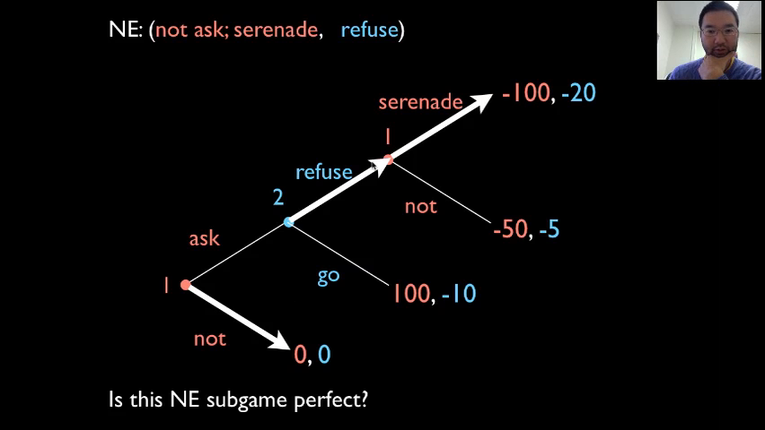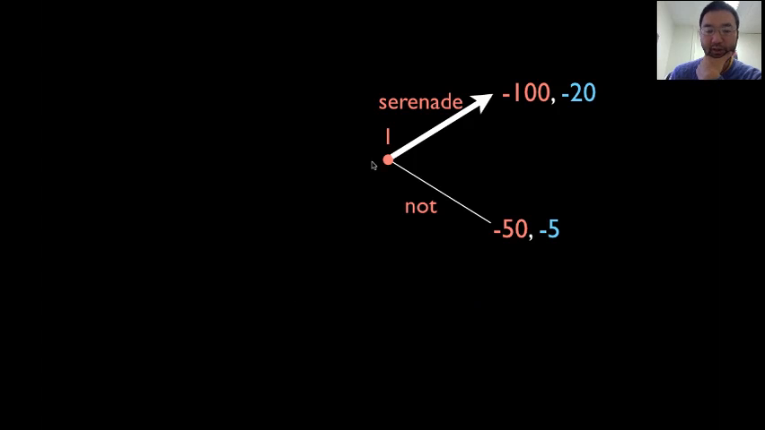Well, that's 1 subgame. If I were to show you this game alone, would this be a Nash equilibrium? In other words, is 1 doing a best response?